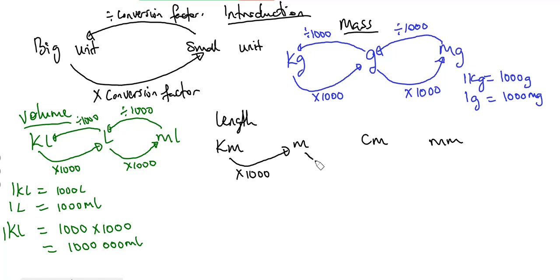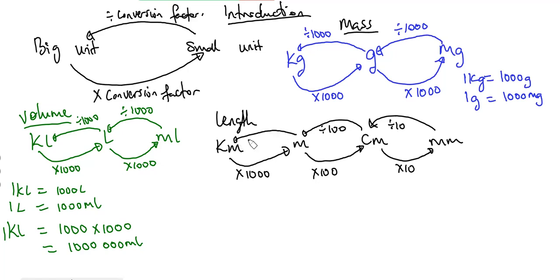If you're moving from meters to centimeters, you multiply by 100. Moving from centimeters to millimeters, you multiply by 10. Going back, you divide by 10, then you divide by 100, then you divide by 1,000.